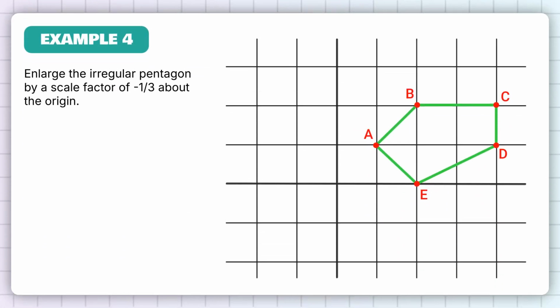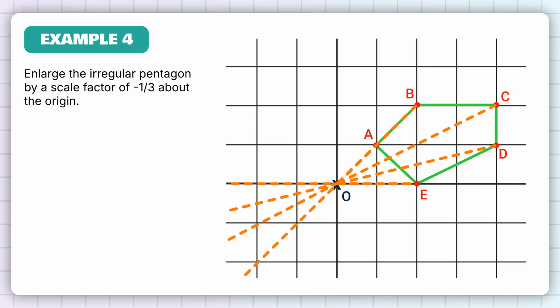For a more complex example, let's consider enlarging an irregular pentagon by a scale factor of -1/3. The center of enlargement is point O inside the original pentagon. Once again, we start by drawing lines from O through each vertex of the pentagon. Since the scale factor is negative, we continue our lines in the other direction.